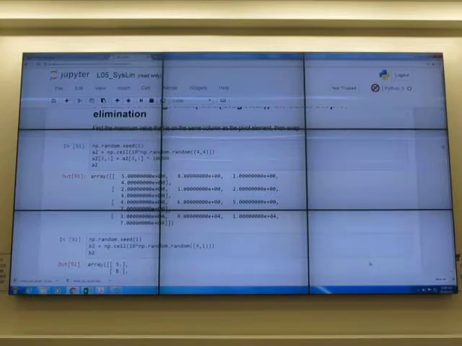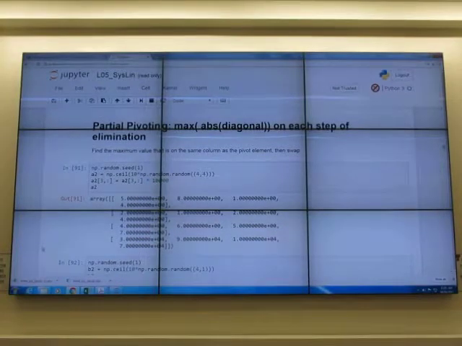When there's 0 in the diagonal term, you will end up with something divided by 0. So this means we need to swap the row. Okay, we have to swap the row. So what I do is max at diagonal, okay, to find where's the maximum. Then for each step, I swap the row to make sure that the diagonal term has the maximum value.